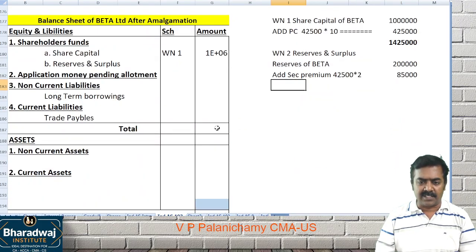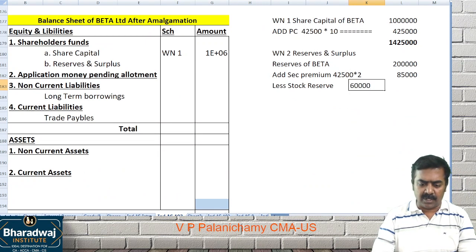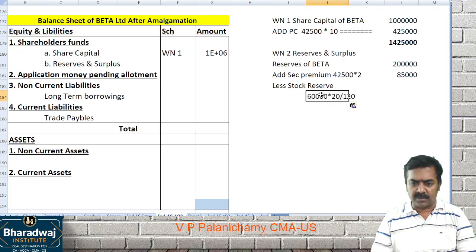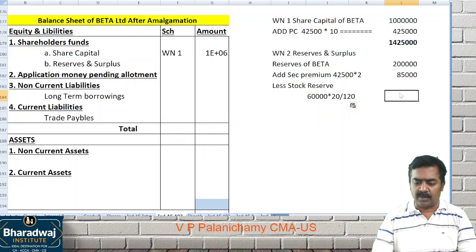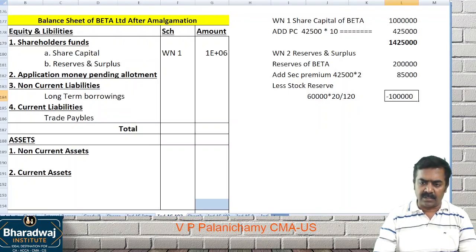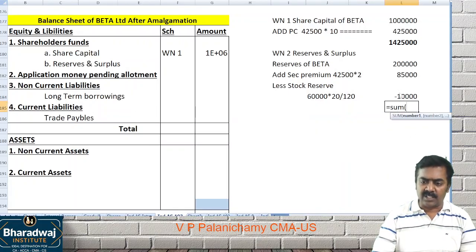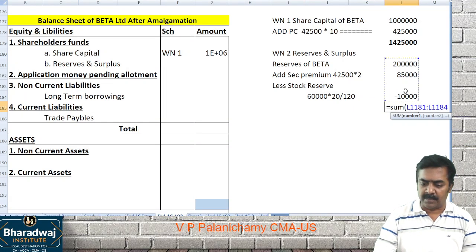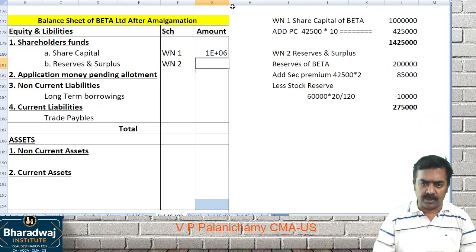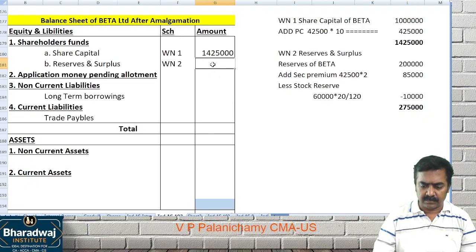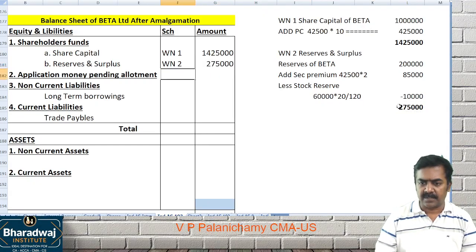So less stock reserve, less which one? Stock reserve, 60,000 into 20 by 120. Why 20 by 120? On cost கொடுத்திருக்கோம். 60,000 on cost. Look at this. Cost plus 20%. 60,000 into 20 by 120 இருக்கும். 10,000. So net amount will come. This will be eliminated from stock also. What is the purpose? To show the stock at what price? Cost price. So working note 2. Take it up. Reserves and surplus.